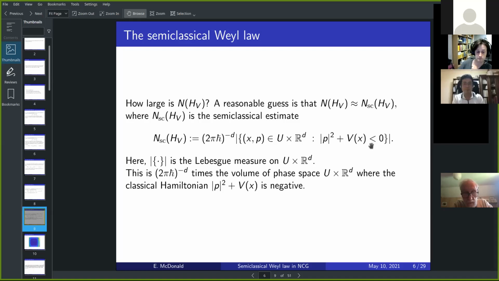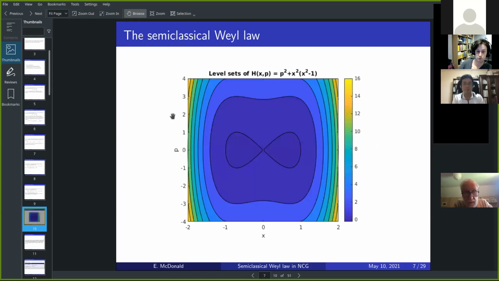So I guess here's a picture that I made. Here you've got a fairly simple potential. This is one dimensional. Here's x and here's p. These are the level sets. The area where this h(x,p), which is a quartic potential, the area where it's negative in phase space, it's this inner dark blue region here.